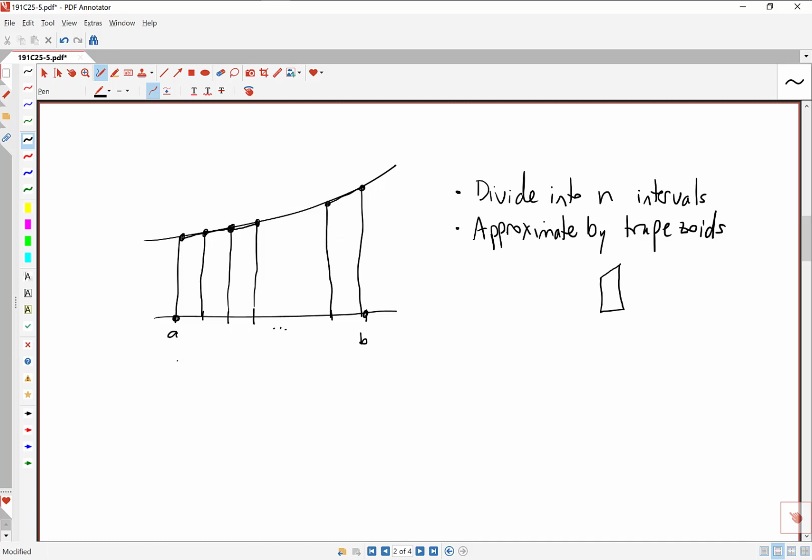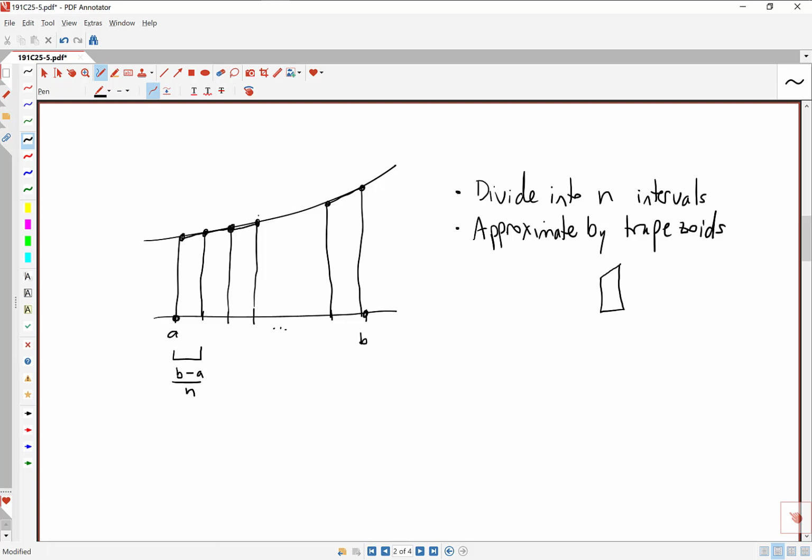So let's talk about a few quantities we're going to need to approximate the area. First of all, we could think about the length, or you could say the base, of each of these trapezoids. Well, our total interval from a to b has length b minus a. And if we then divide that into n parts, then each of these little bases here is b minus a over n. So that's one quantity we're going to need. Every trapezoid in this picture has that same base.